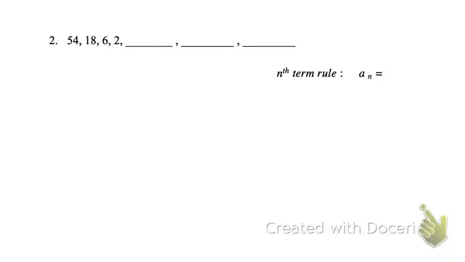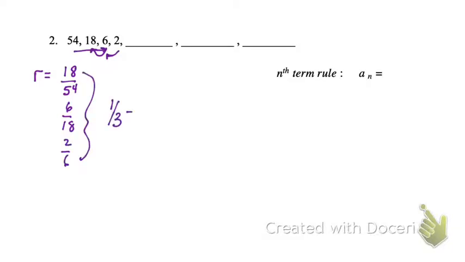Okay, so here's how I would attack these. I see I'm getting smaller, all right? So the first thing I'm going to do is figure out what that R value is. And to do that R value, you take any number and divide by the number in front. So you could do 18 divided by 54. You could also do 6 divided by 18. Or you could do 2 divided by 6. All of these give you an answer of 1/3. That's what you need to use for your R here when we write our rule.